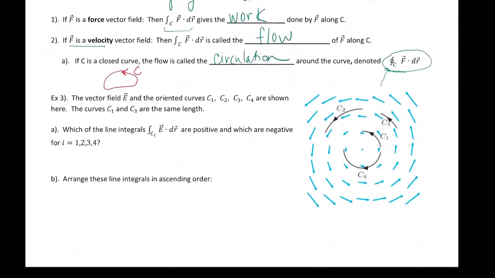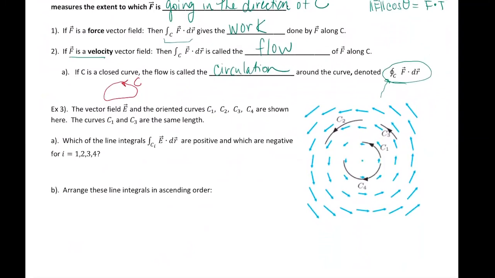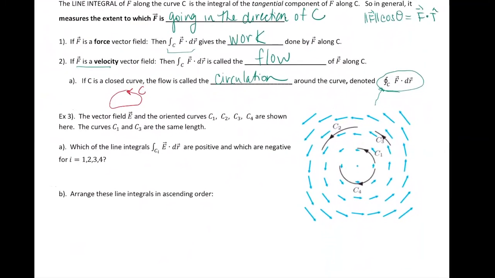All right, so we're going to move on. Let's try this example. I want you to take a moment, put it on pause. This is helping us think geometrically about how we can interpret this line integral of a vector field. So I have this vector field E here, and I have 4 different curves, and I would like to know which of the line integrals are positive and which are negative, and then arrange them in ascending order. So go ahead, put it on pause and see what you can do.